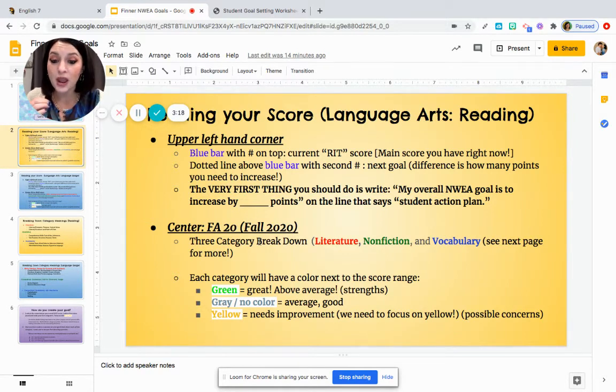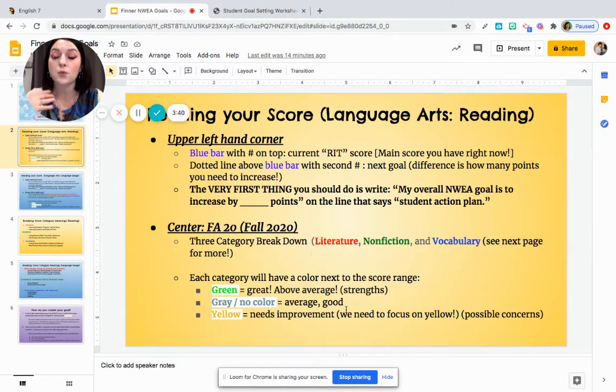If you had a gray or there was no color, like it wasn't highlighted, that was an average good. And then if it's yellow, that's an area that you personally need to improve on. And we want to focus our goals on the yellow because those are areas of possible concern. And if you're already doing well on something, we're going to spend less time with it.